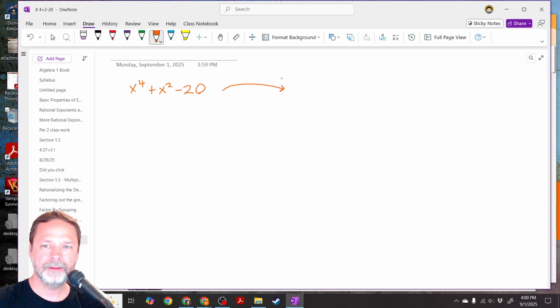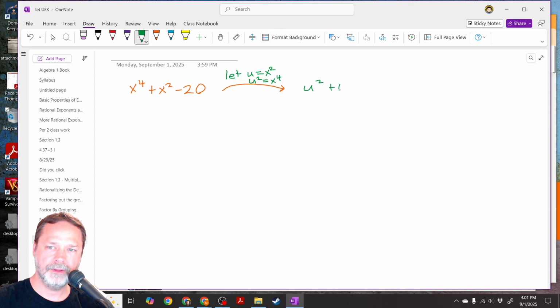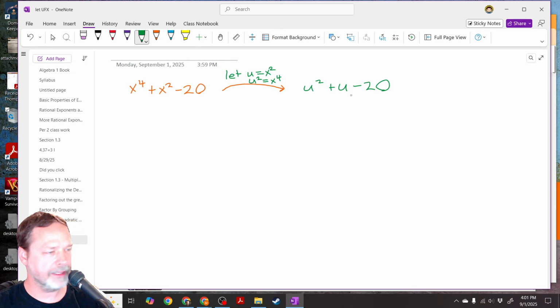trick here. I'm going to write let u equal x squared, which means u squared equals x to the 4th. Okay? And what that is going to let me do is rewrite this. I could rewrite this as u squared plus u minus 20. Because it does look a lot like that. Now that is a quadratic, and so this is a trick we can use. This guy, just let u be that, and then go from there.